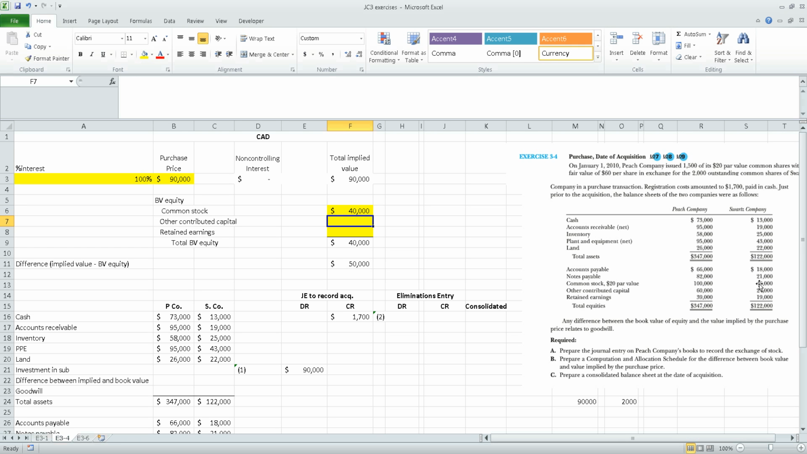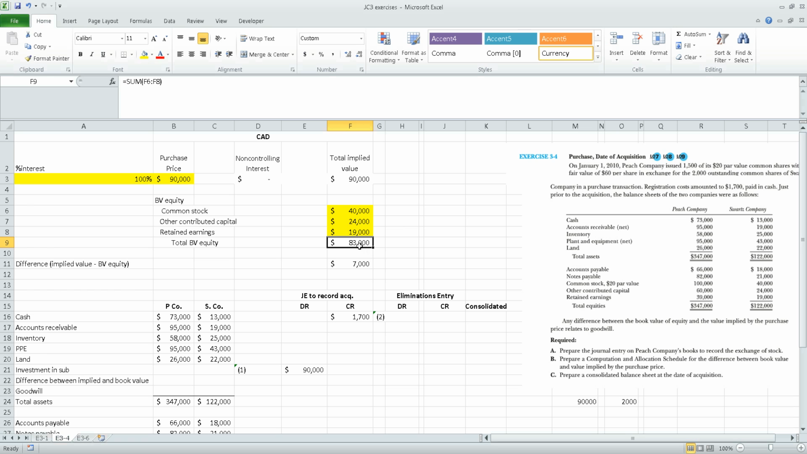Again, that came from right here. We drop in other contributed capital of Schwartz Company right here, 24,000. And we drop in Schwartz Company's retained earnings here, 19,000.